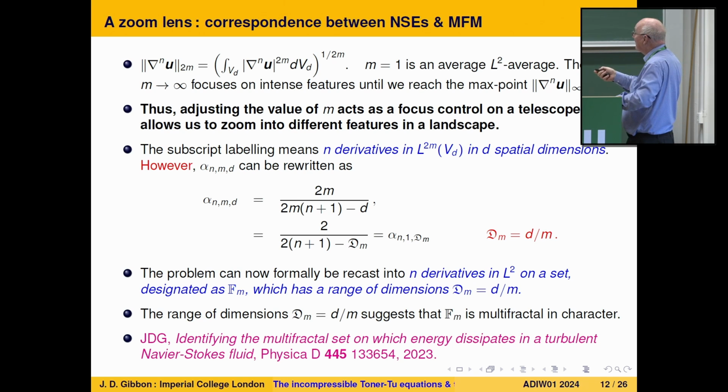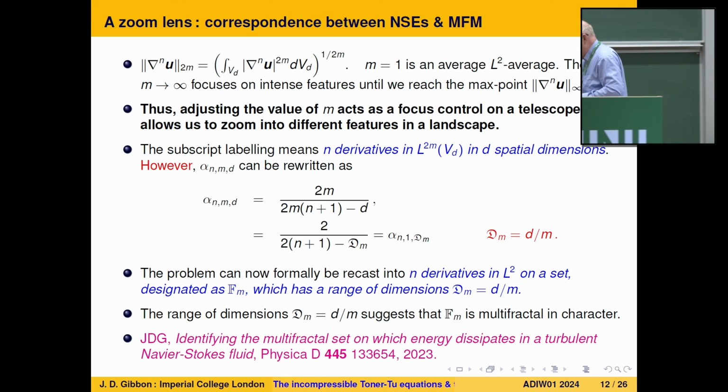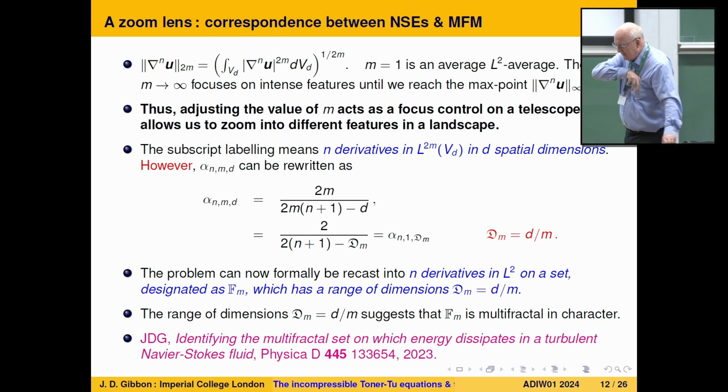Okay, now let's do some interpretation. So here is my L2M norm of n gradients. Now, if you put m is 1, an L2 average, I'm thinking of it this way. Excuse me a moment.